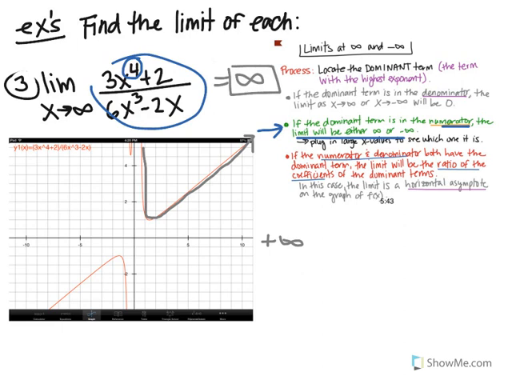The way you could do this without a calculator is you could just start plugging in like 100 to the 4th times 3 plus 2, then like 1,000 to the 4th times 3 plus 2, and the larger the x gets, so does the output, or the y's. So that's how you do it, just by plugging in x's.